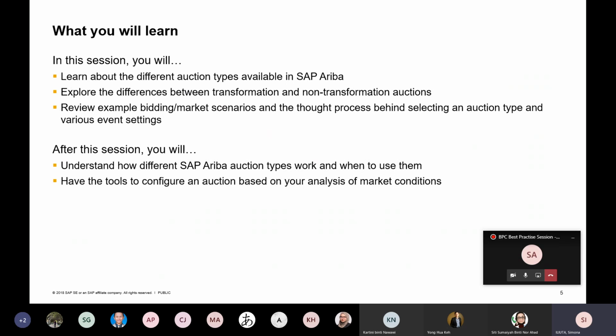So by the end of this session, you will be able to know how many different SAP Ariba auctions we have and how they work and when to use them. And I'm hoping you're going to be able to familiarize yourselves a little bit with the configuration and needs that you need to do based on the analysis of the market conditions.